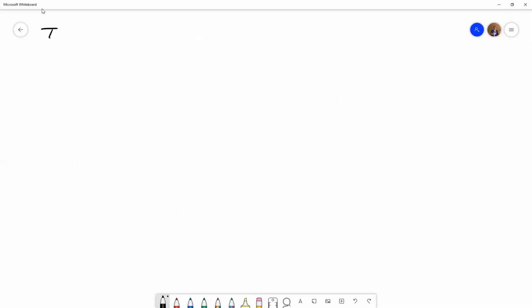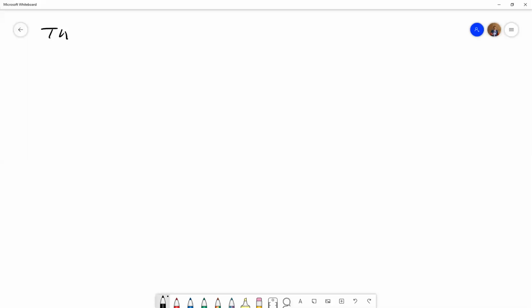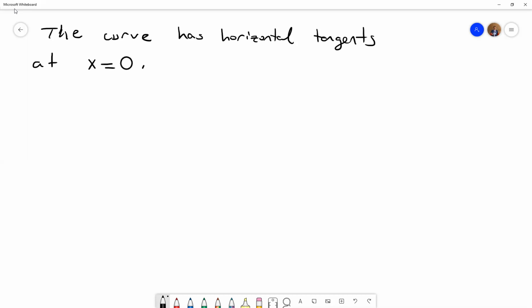Yeah, the curve, you know, has horizontal tangents. We find them at x equal to 0, 1, and minus 1.